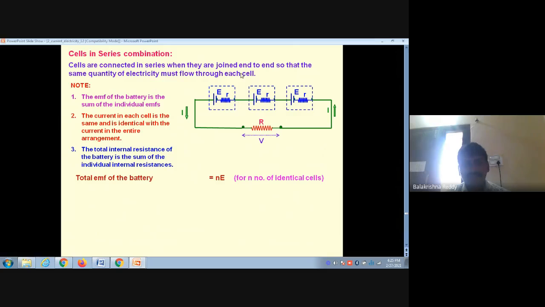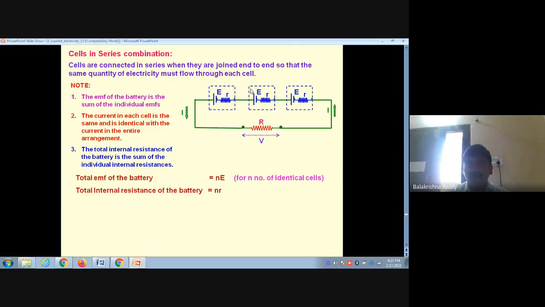First of all, EMFs we have connected one after the other. It depends on the number of EMFs. We have 3 cells, so the 3 EMFs we can write as 3 into E. If n number of cells are connected, n into E I will write. These are all identical cells, remember.